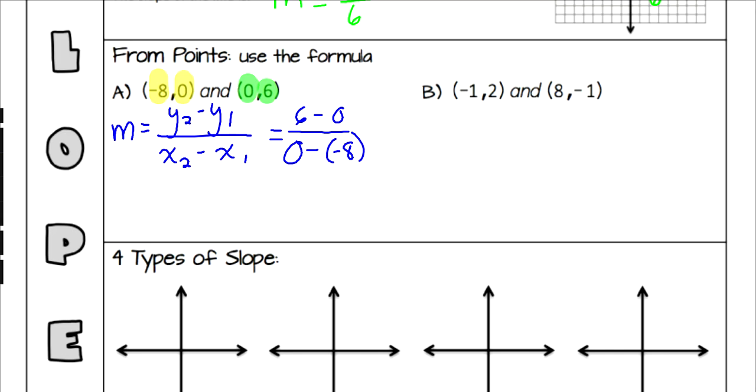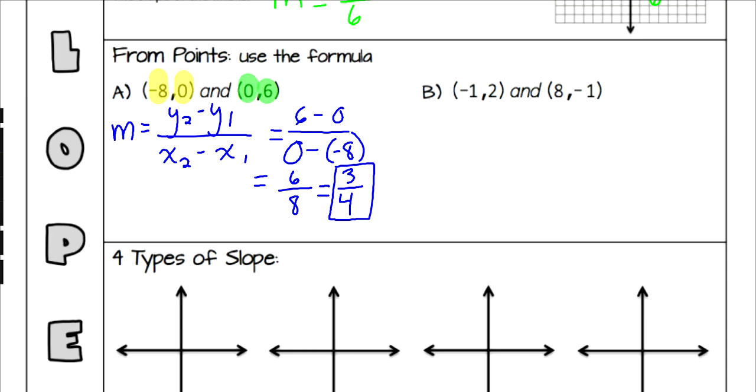So then we would reduce that. We would get 6 minus 0 is 6. 0 minus -8 would be +8. And then if possible, we always want to reduce our slopes to their lowest terms. So 6 and 8 are both divisible by 2. So I would get a slope of 3/4 as my final answer there.